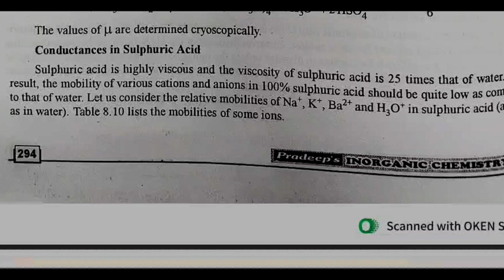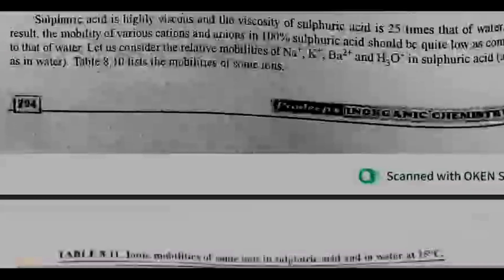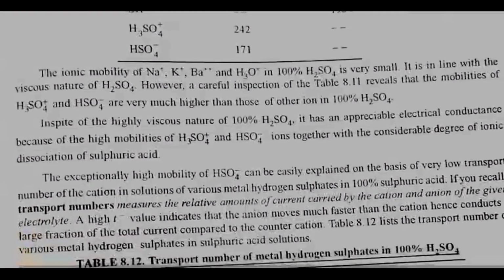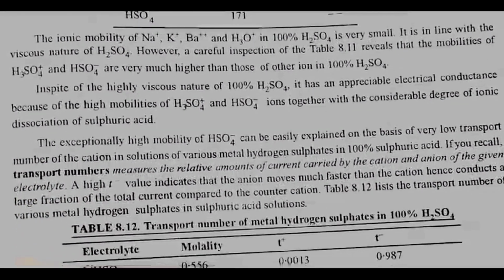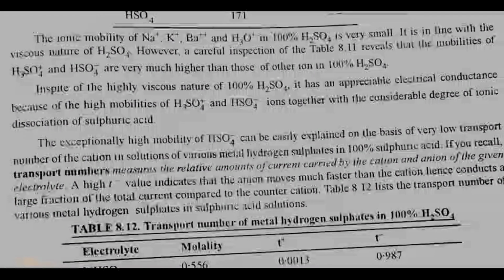Conductance in sulfuric acid. Sulfuric acid is highly viscous, and the viscosity of sulfuric acid is 25 times that of water. As a result, the mobility of various cations and anions in 100% sulfuric acid should be quite low compared to that in water. Let us consider the relative mobilities of Na+, K+, Ba2+ and H3O+ in sulfuric acid as well as in water. The ionic mobilities of Na+, K+, Ba2+ and H3O+ in 100% sulfuric acid are very small.